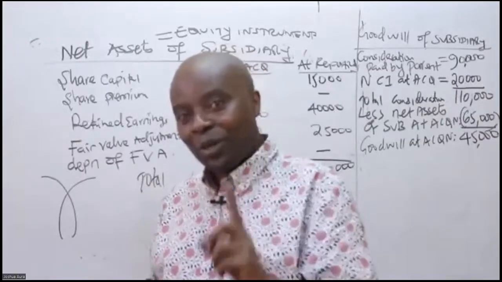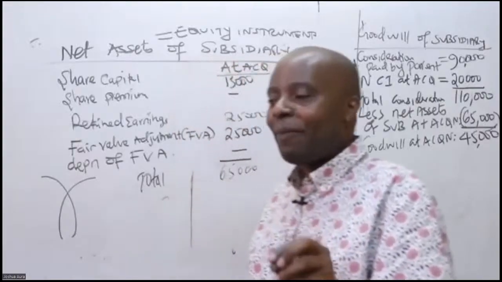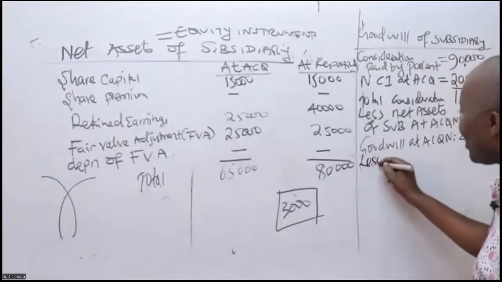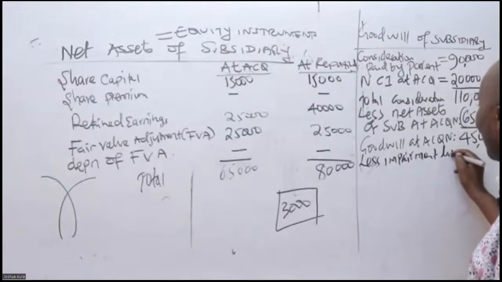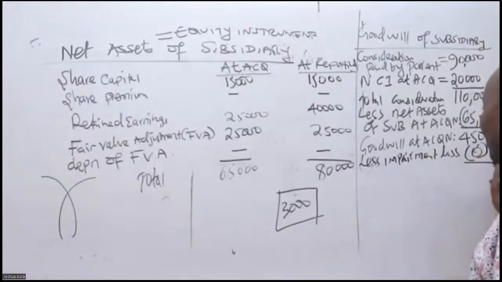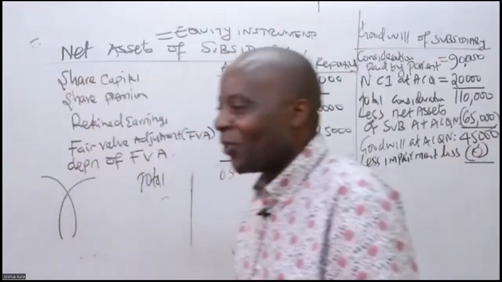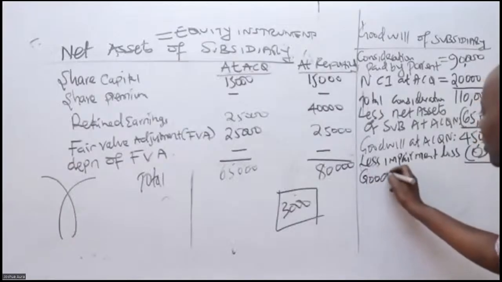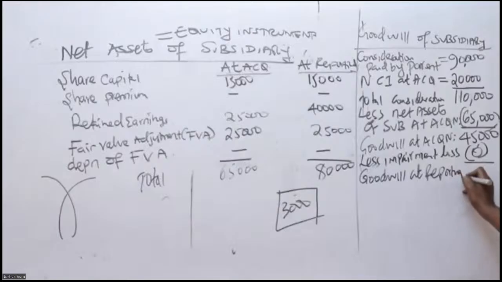So an asset, in this case, ladies and gentlemen, will depreciate. Even yourself will depreciate. Depreciation of an asset called goodwill, we normally call it impairment. So in this case, come and less impairment loss. In this question, there is no impairment loss. So then give us the goodwill at reporting, which will be the same 45,000.